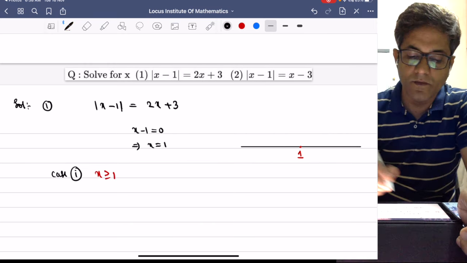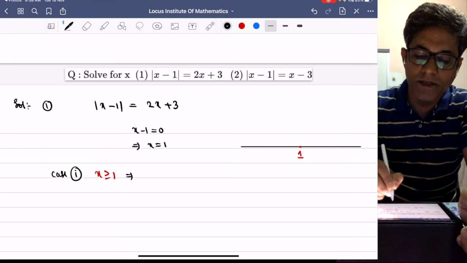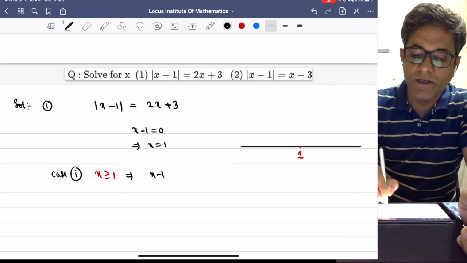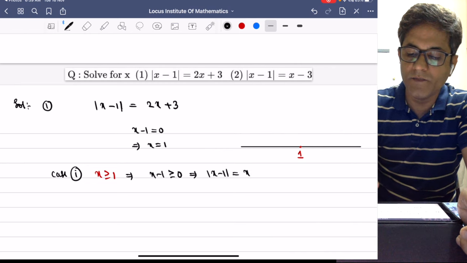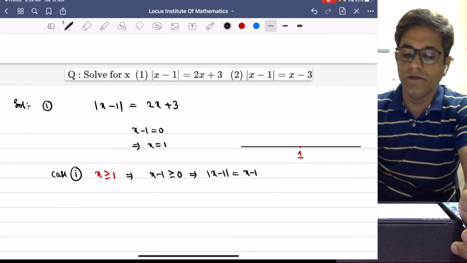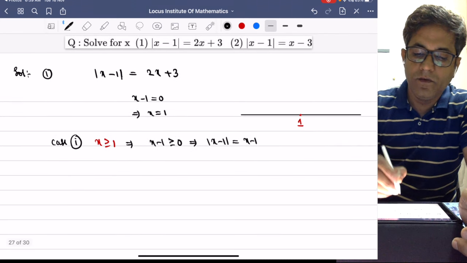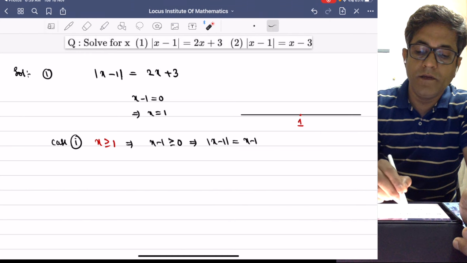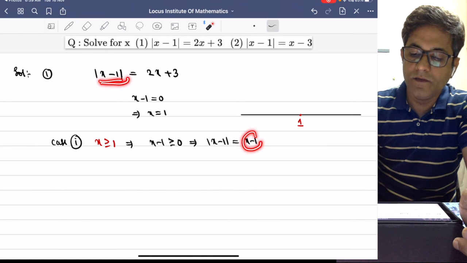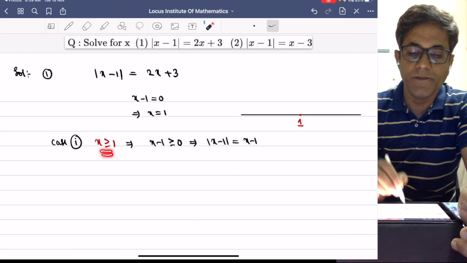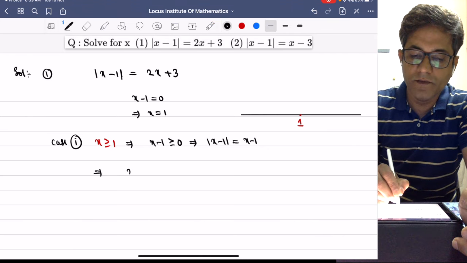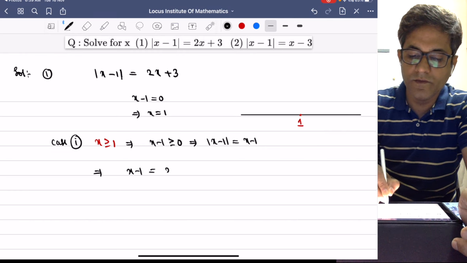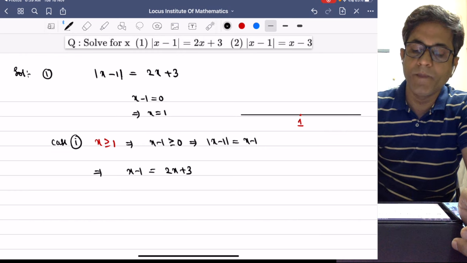If x is greater than or equal to 1, implies x minus 1 is greater than or equal to 0. So if x minus 1 is greater than or equal to 0, then mod x minus 1 is just x minus 1 from the definition of the modulus. Now you replace, in place of mod x minus 1, just x minus 1 in this case.